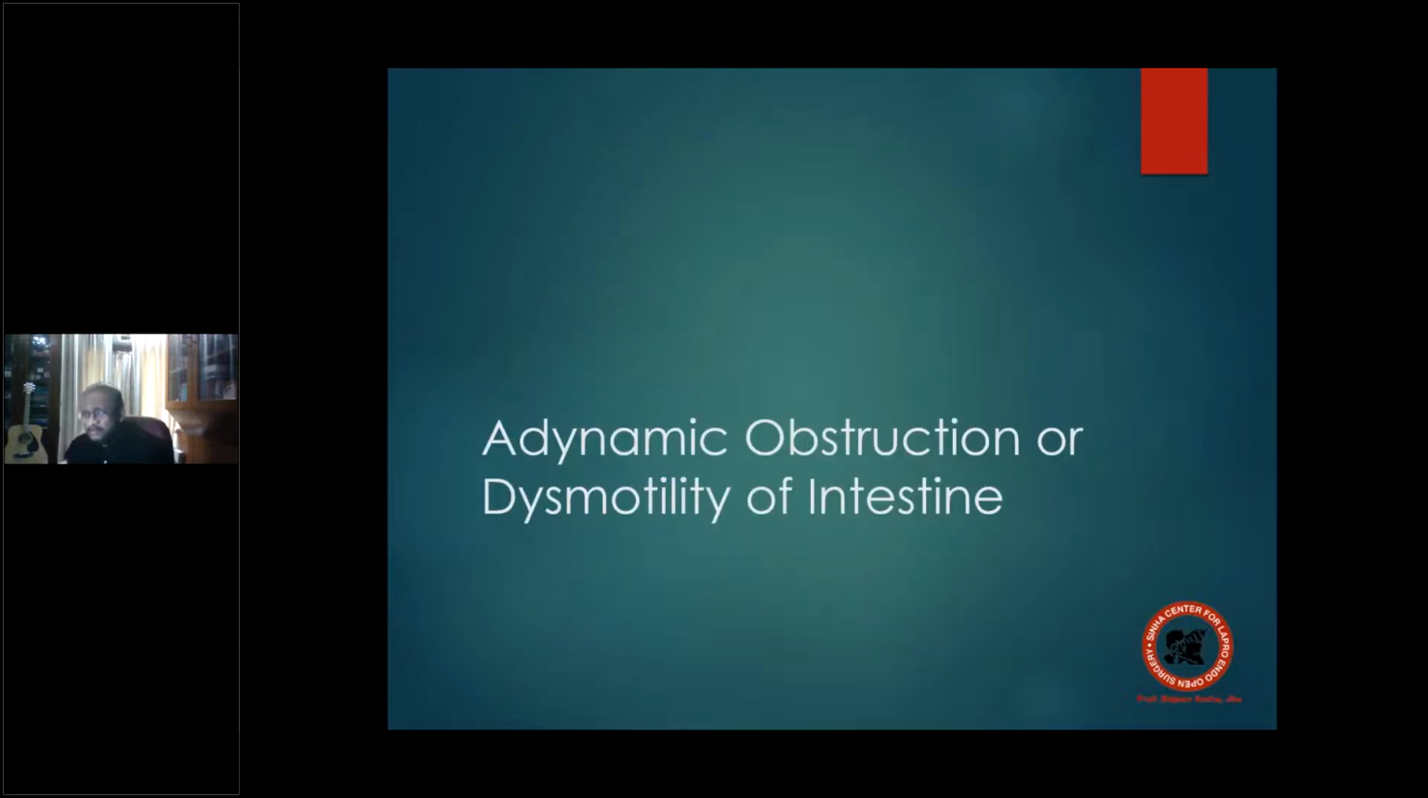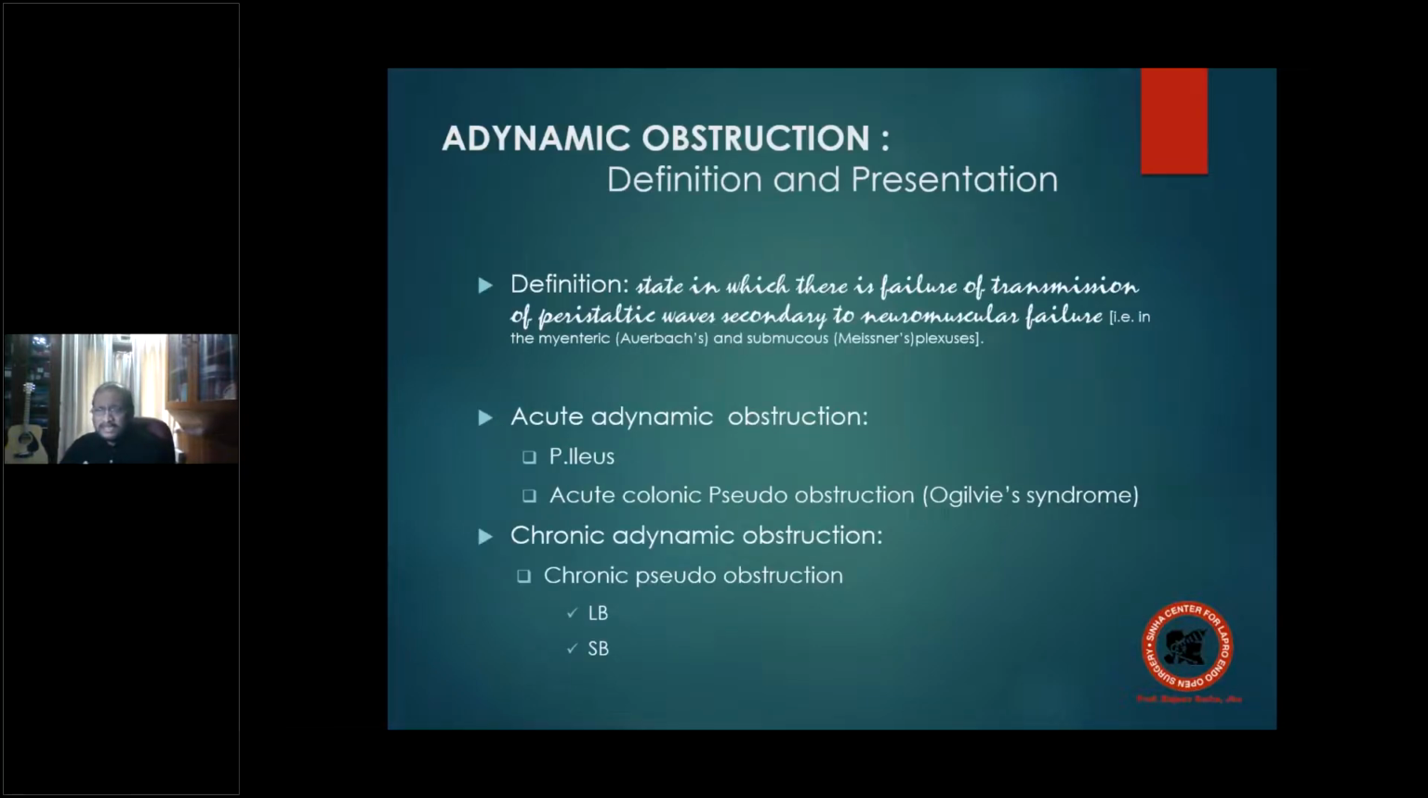Now coming to the most important part of bowel obstruction, which we understand very least commonly, and that is the adynamic obstruction or dysmotility of the intestine. Now what is the problem with this condition? The problem with this condition is it's a very, very hugely mixed up condition. Why do you say mixed up? For the simple reason that you tend to combine a number of things into this one single definition. So how do you define adynamic obstruction?